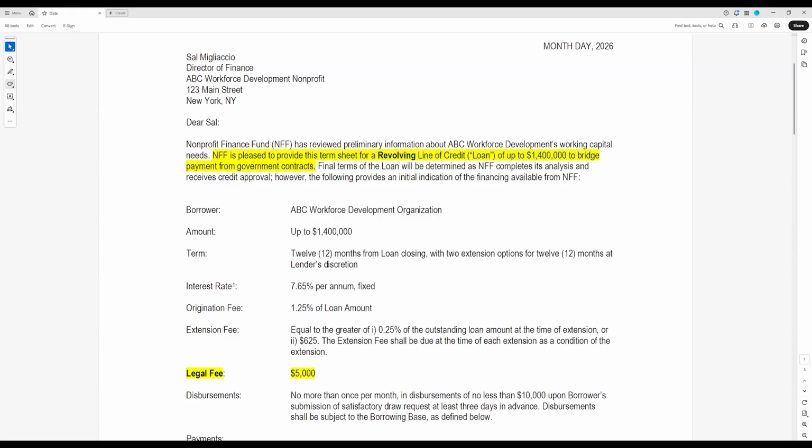All right. So I'm going to just share the term sheet that you sent over, which I've marked up a bit. Okay, so my first question is related to this word revolving. It says Nonprofit Finance Fund is pleased to provide this term sheet for a revolving line of credit of up to $1.4 million to bridge payment from government contracts. I just want to clarify and make sure I understand, what does revolving mean exactly?